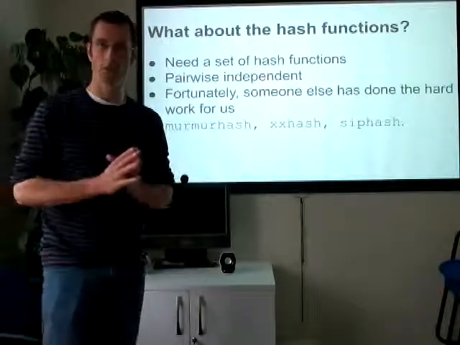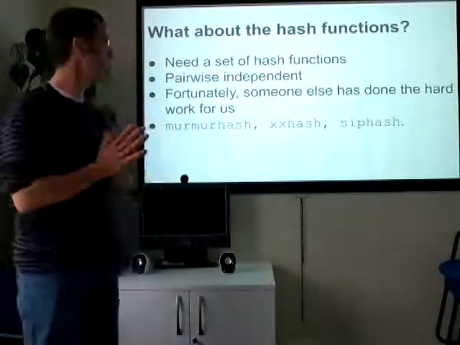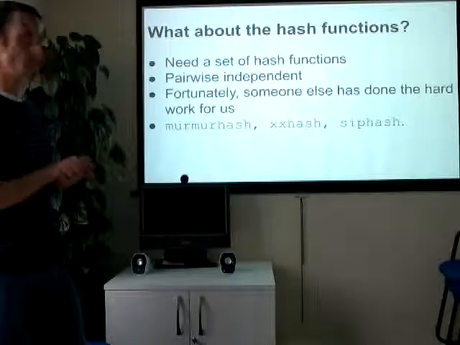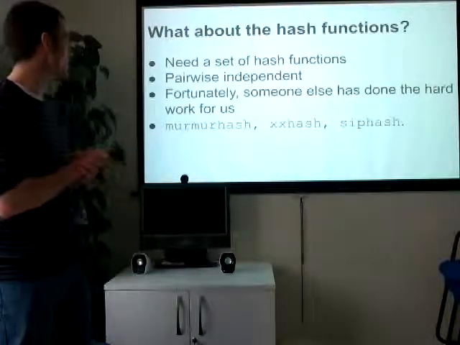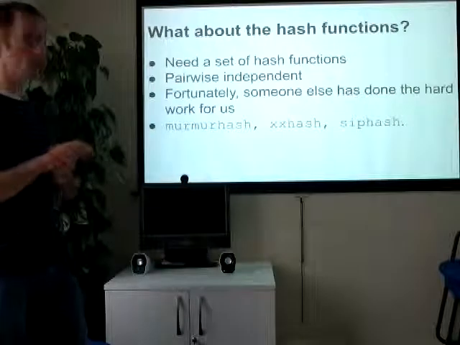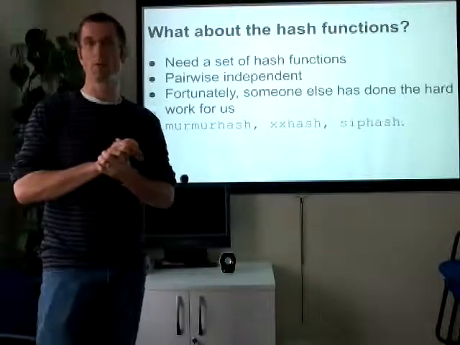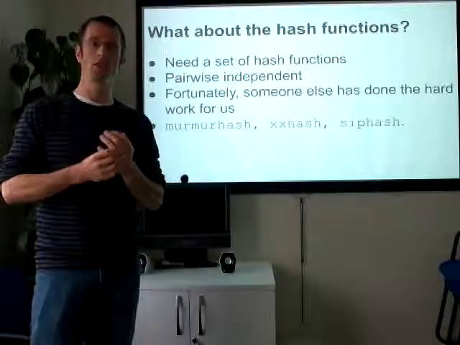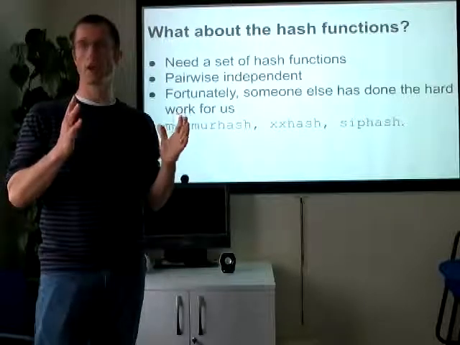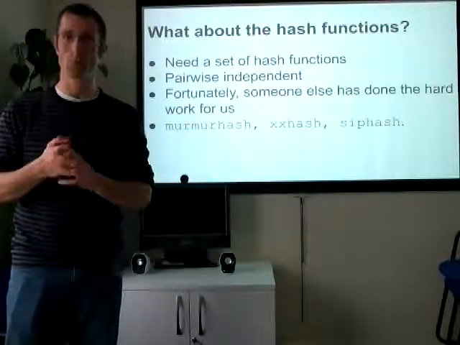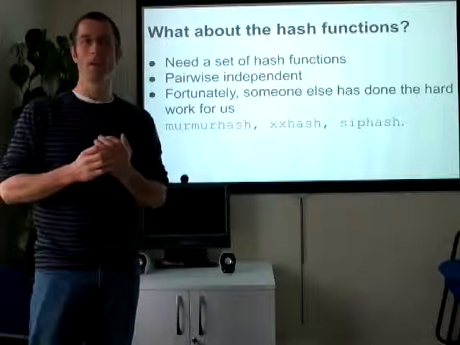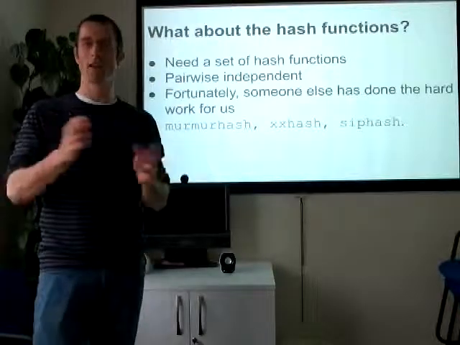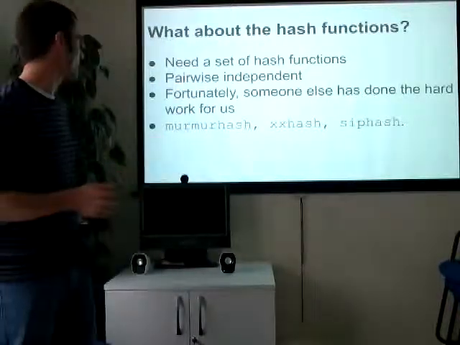So, hash functions. Where are we going to get our 7 different hash functions, or however many different hash functions we need? We need a set of hash functions. They need to be independent. So it's no good just taking your first hash code and adding 6 to it, or 12, or any other number. They need to distribute independently across the set of integers.